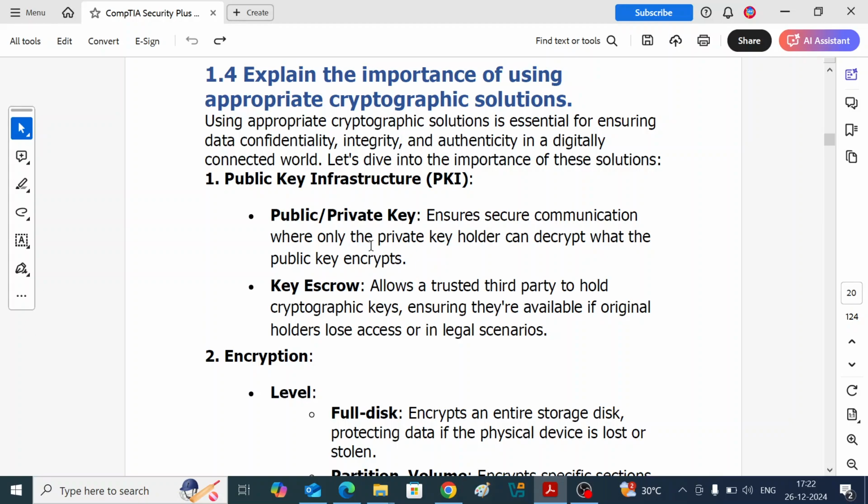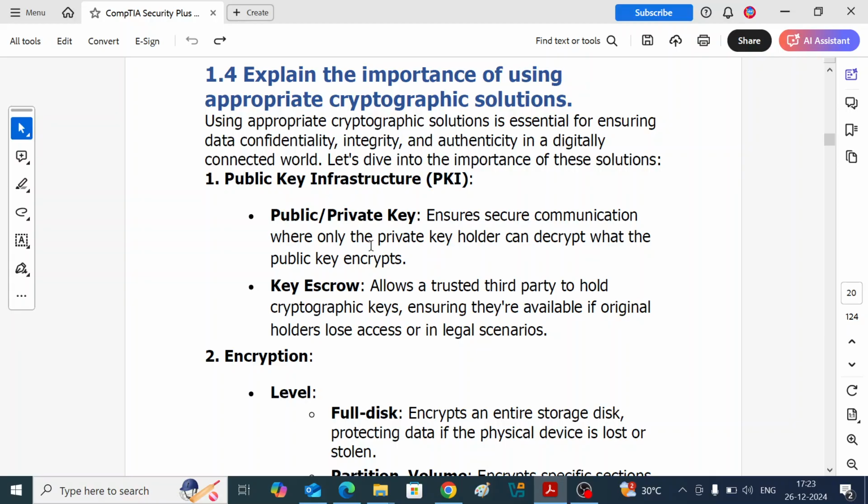Public key infrastructure, so PKI, in case you see this in abbreviated form in your exam, it stands for public key infrastructure. So first, about cryptography. So what is cryptography? Cryptography is when you want to hide something from someone.